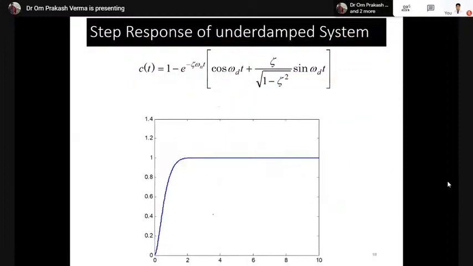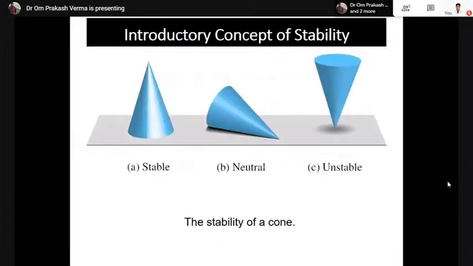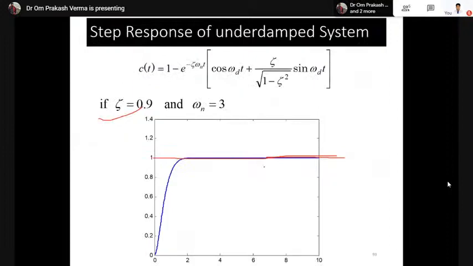Now when you increase the value to zeta equals 0.9, you can see you have achieved the set value with less error at omega n equal to 3. So these are some underdamped system responses. I think you have understood it.